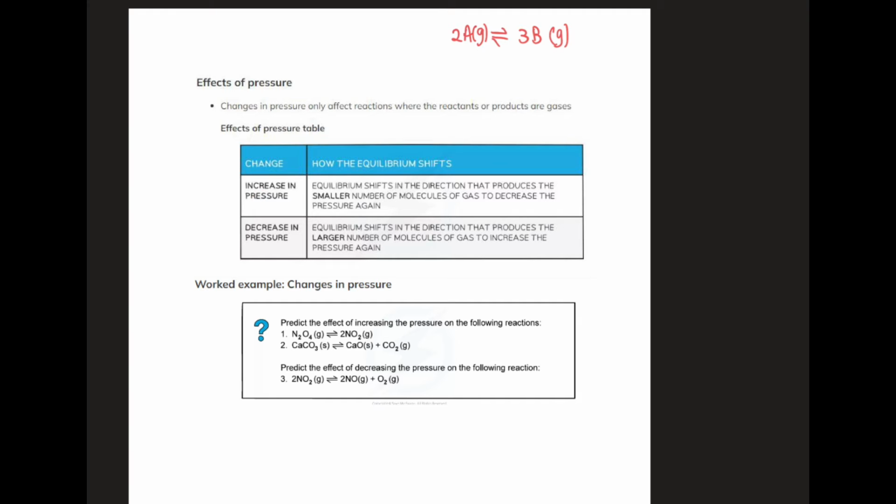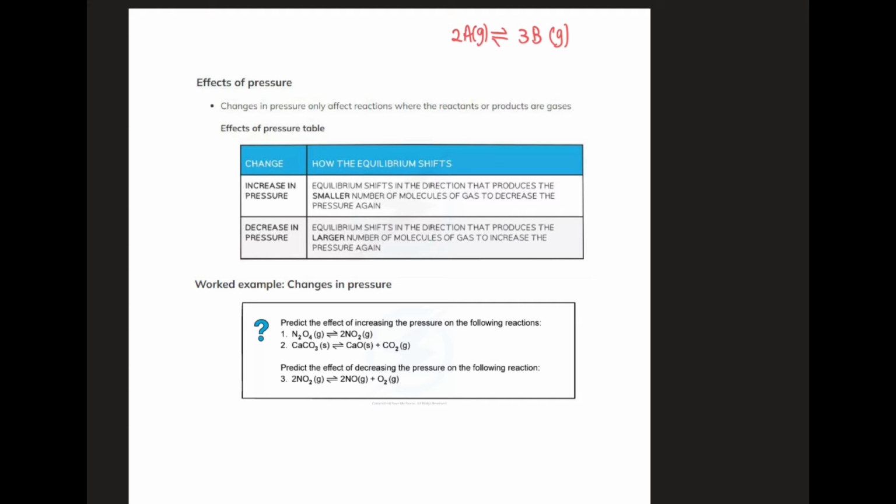Now the next one, decrease in pressure. Equilibrium shifts in the direction that produces the larger number of molecules of gas to increase the pressure again. That means if you decrease the pressure, the equilibrium will shift to the right. Then the number of moles increases, and then the pressure increases. That minimizes the change. So they are trying to balance back whatever happens.